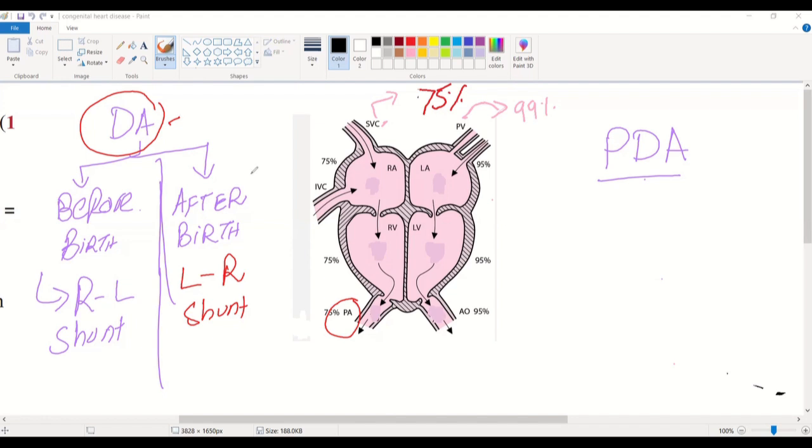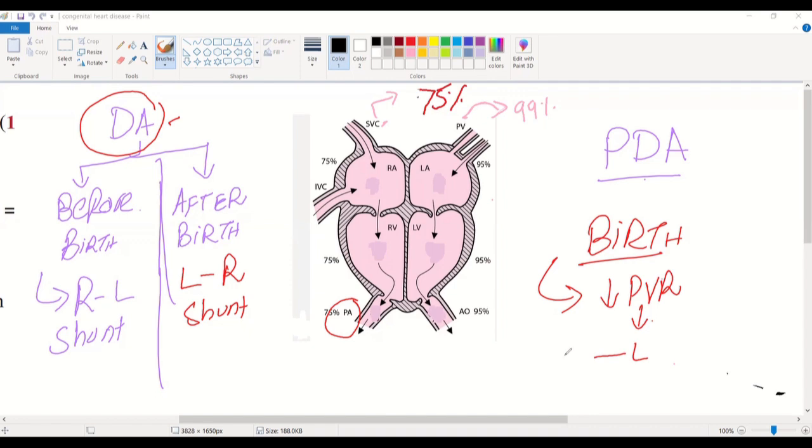So what happens after birth? Normally, what happens at birth? There is decreased pulmonary vascular resistance. This leads to a lower pressure in the pulmonary artery. Right, so left to right shunt.